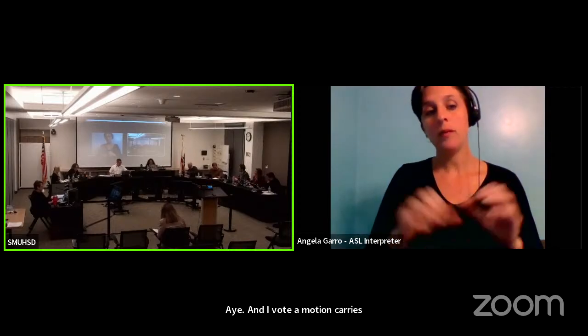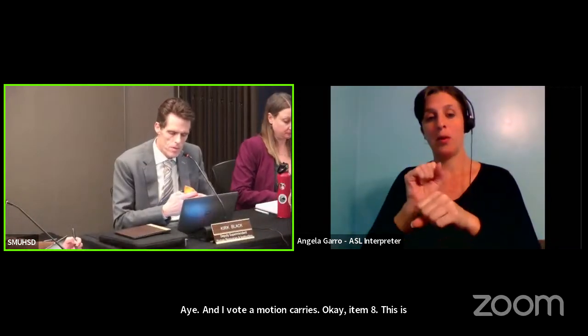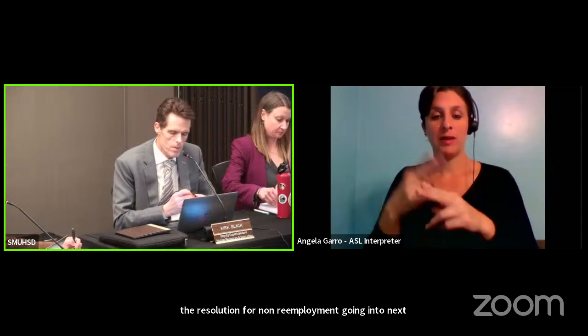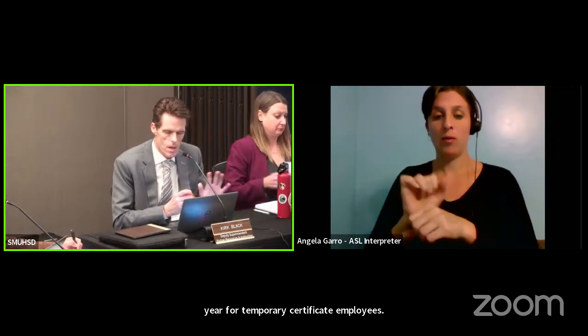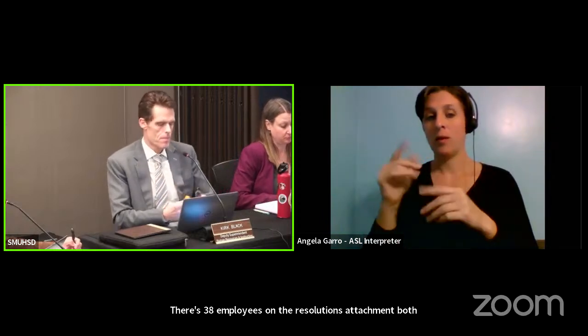Okay, item 8. This is the resolution for non-reemployment going into next year for temporary certificated employees. There are 38 employees on the resolution's attachment, both part and full-time. Thank you. Questions or comments from the board?